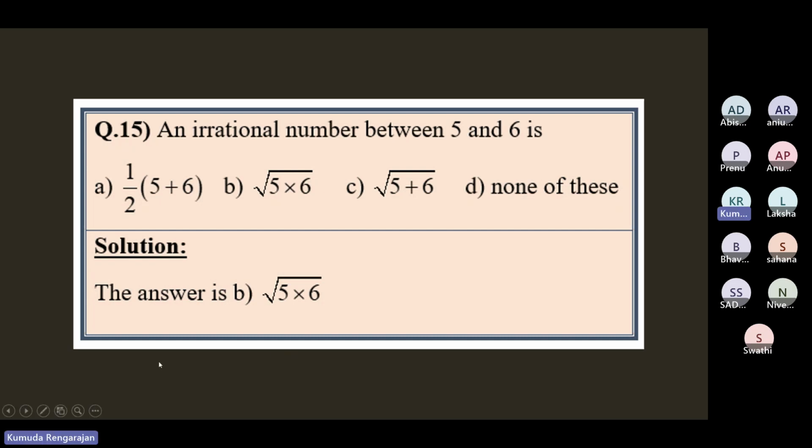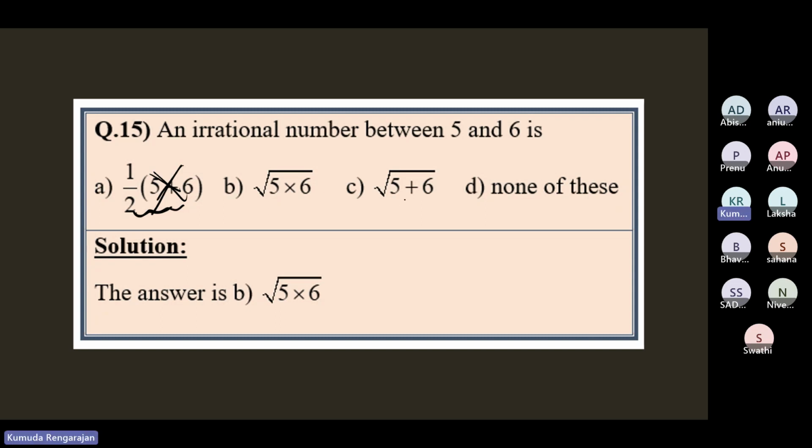Yeah, thank you, children. So now you have to find an irrational number. So is this irrational? No, this is not irrational. 5 plus 6 is 11. 11 by 2 is rational. So this cannot be the answer because it's rational.